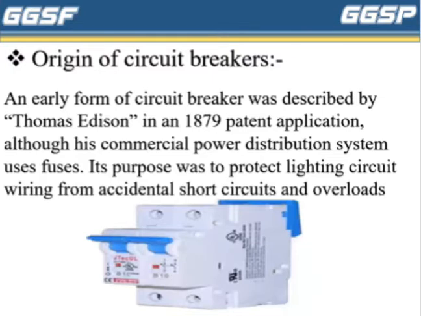Origin of circuit breaker. An early form of circuit breaker was described by Thomas Edison in a 1879 patent application, although his commercial power distribution system used fuses. Its purpose was to protect lighting circuit wiring from accidental short circuits and overloads.